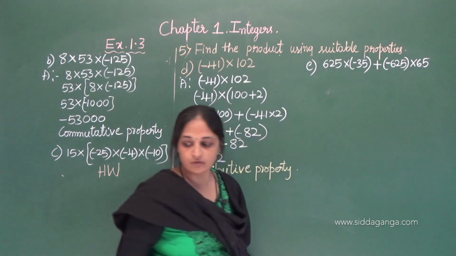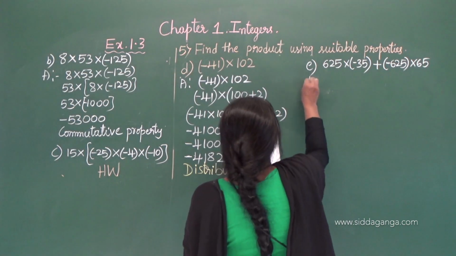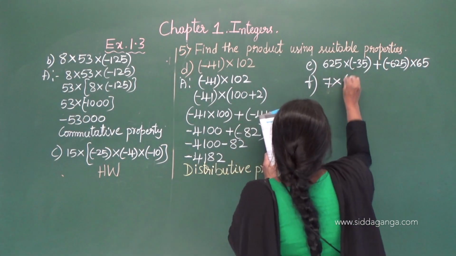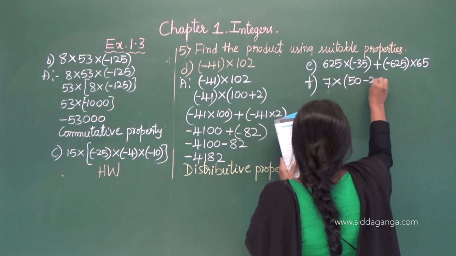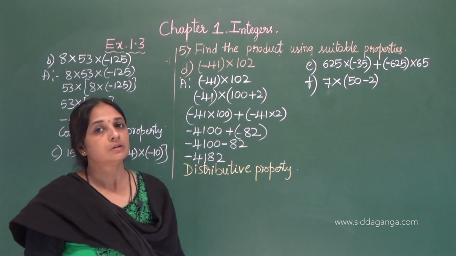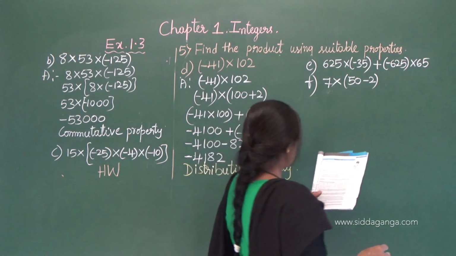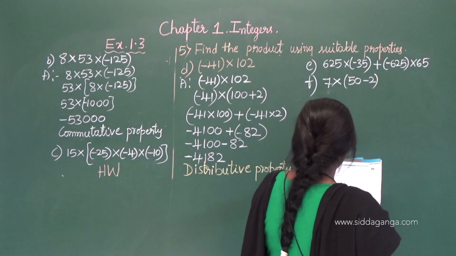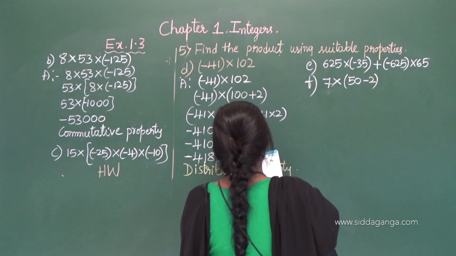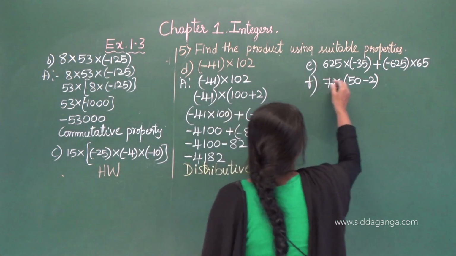Okay, this is for your homework, and take down the other one, that is F1. This is also for your homework. 7 into 50 minus 2. This is also distributive property over subtraction. Okay, this is for your homework. And so I do G for you. These two are for your homework.